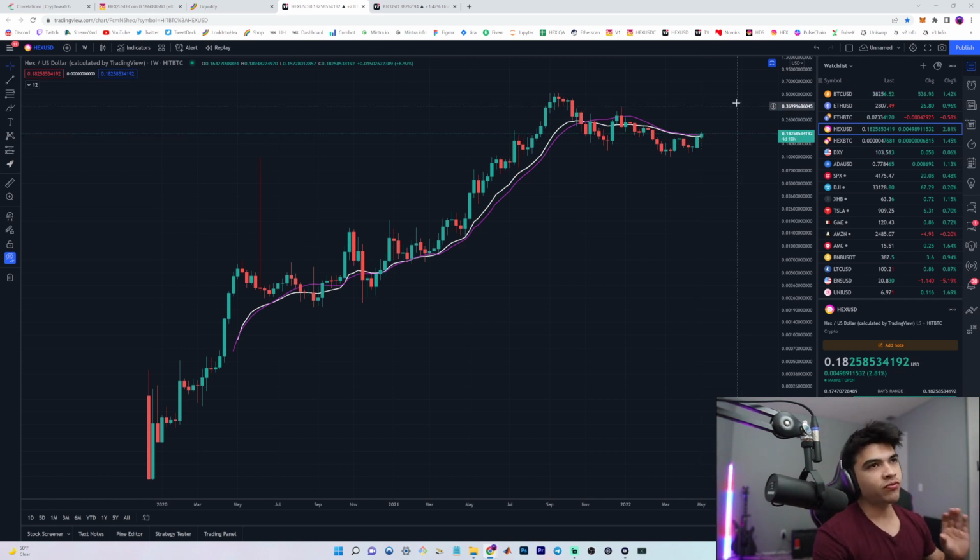But what you see before you right now is the HEX price chart in its longest history, from December of 2019 all the way to where we are now, May of 2022. And the curves you see drawn here, the white one and the purple one, respectively, are the 21 period exponential moving average and the 20 period simple moving average.